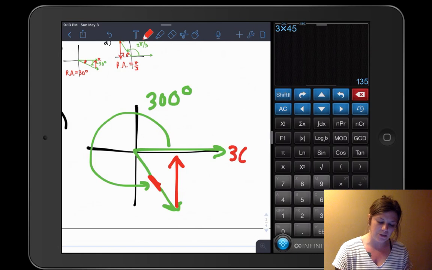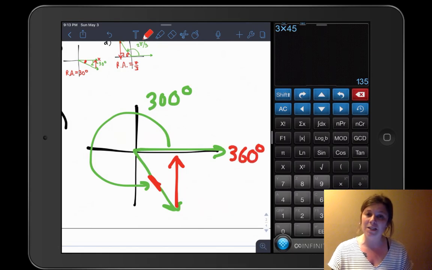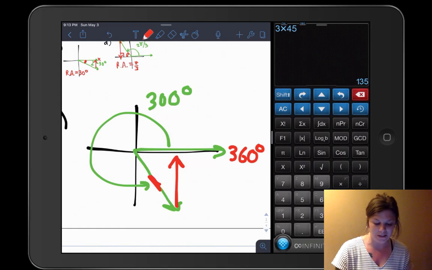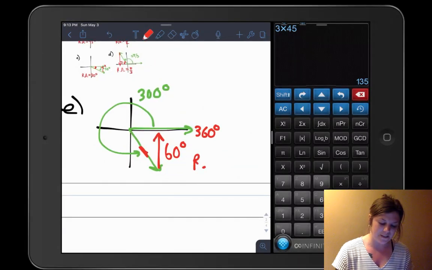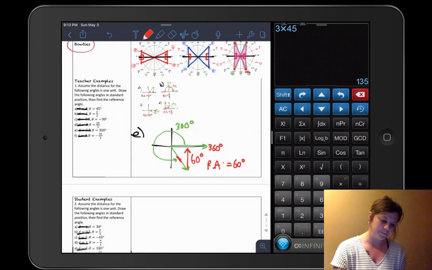Another way to think about this is you're getting to 300 right here. You know that it's 360 degrees to get all the way around. So 360 minus 300 means there's 60 degrees left to get back to the x-axis. So the reference angle is equal to 60 degrees.